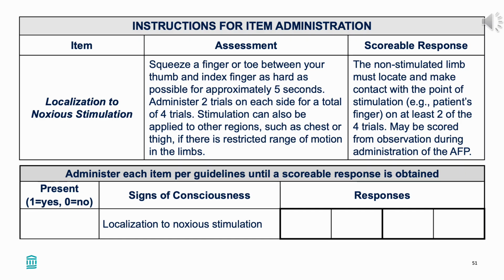Administer at least 2 trials on each side of the body for a total of 4 trials. If the patient's range of motion is restricted, stimulation may be applied to alternative regions such as the chest or thigh.